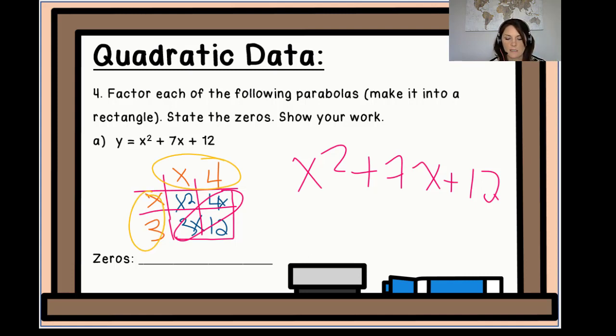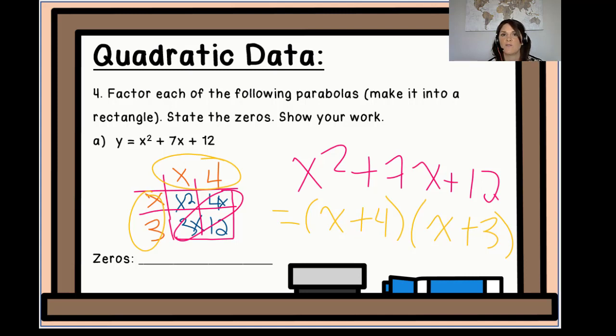So what we need instead is the x plus 4 and the x plus 3, and those are going to give us our zeros. So that gives us x equals -4 and x equals -3, because remember we switch our signs.